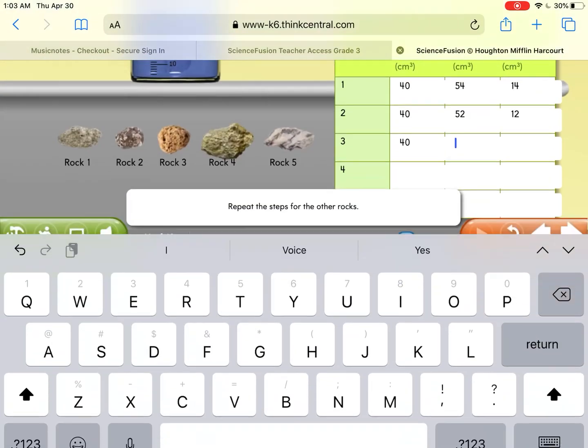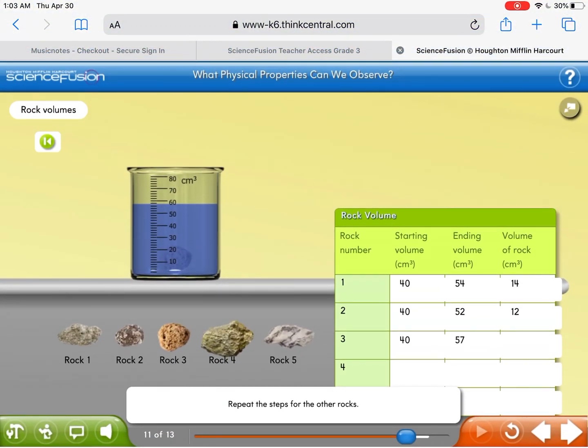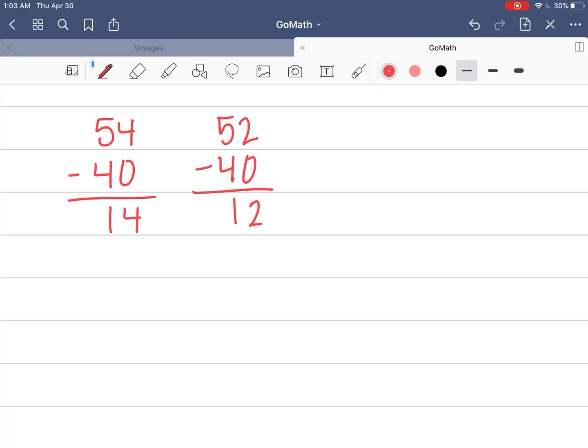So I'm going to say 52, 54, 56. I'm going to say 57. Now remember, it's hard to tell exactly where the water is. So if you looked at that and you thought it looked closer to 58 or 56, I would take either of those answers as well. But I'm going to say it looks like it's kind of in the middle, so I'm going to do 57.